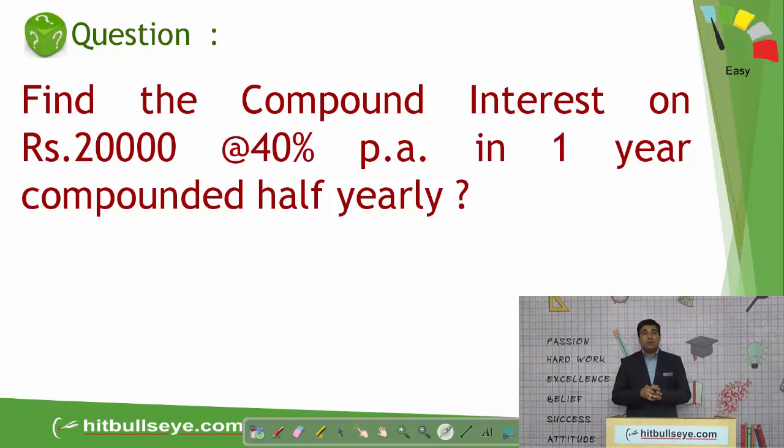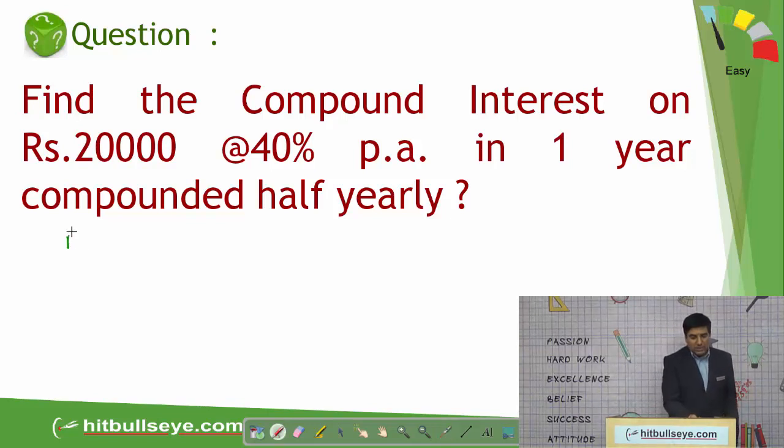So going to the next question, find the compound interest on 20,000 at 40% per annum in 1 year compounded half yearly. Now let's understand the concept of compounding half yearly first. So here, since compounding is done half yearly, that basically means we are adding or accumulating the interest for 6 months and adding it back to the principal, so that in the next 6 months we have a higher principal with us.